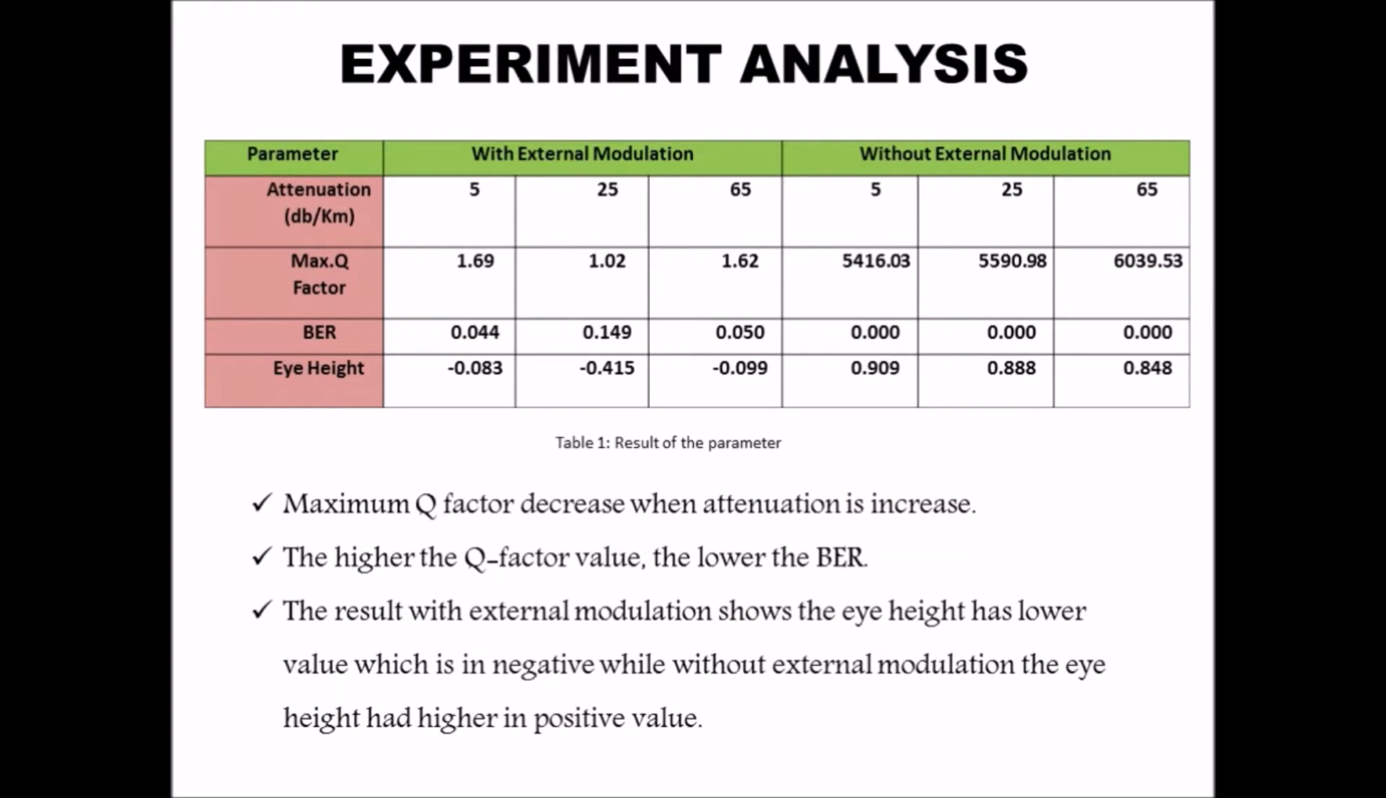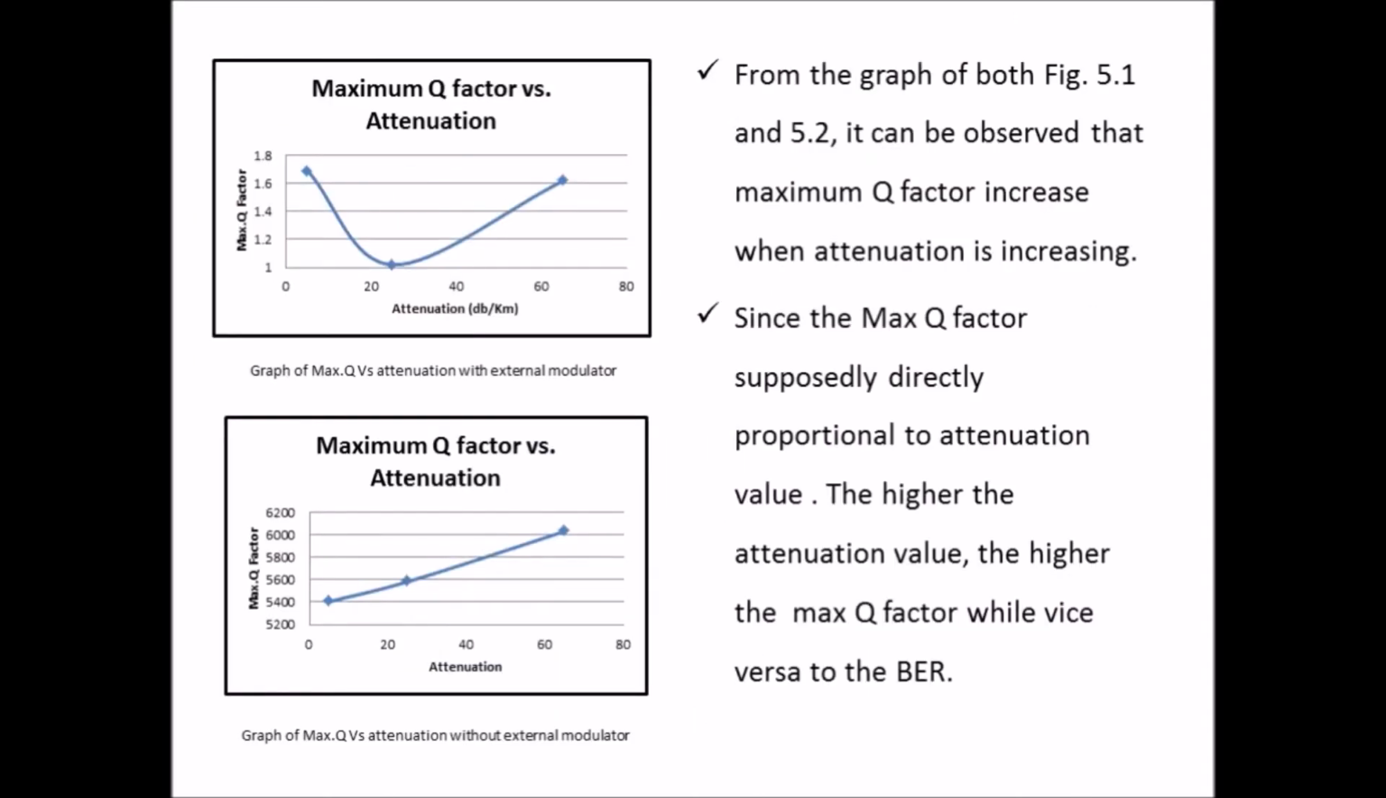As you know, eye height is a measure of the vertical opening of an eye diagram. An ideal eye opening will be measured from the 1 level to the 0 level. However, noise on the eye will cause the eye to close, which means the eye height measurement determines eye closure due to noise that can be seen from the eye diagram in the result. From the result, we made a graph of maximum Q factor versus attenuation with external modulator and without external modulator.